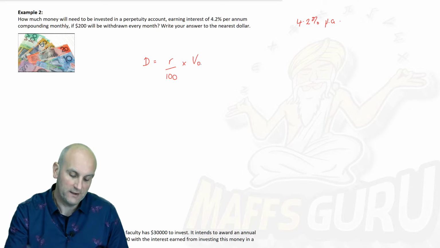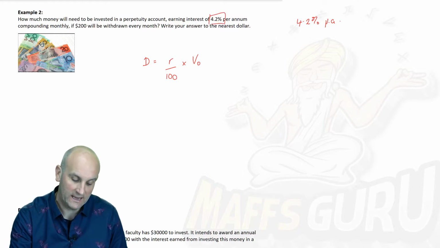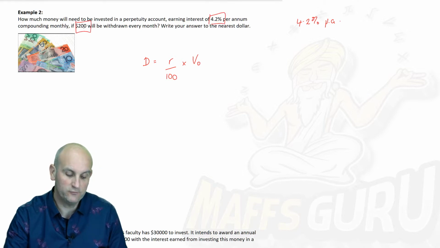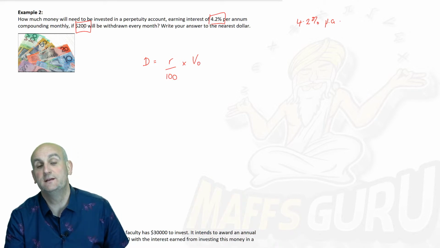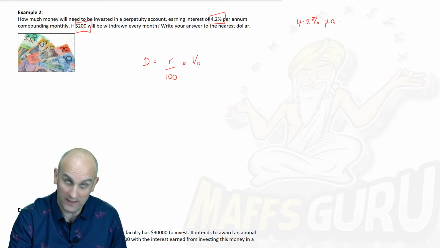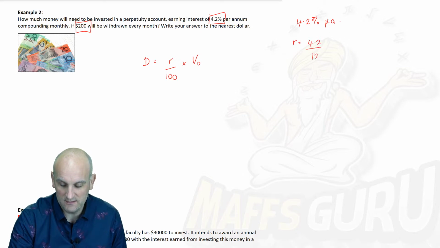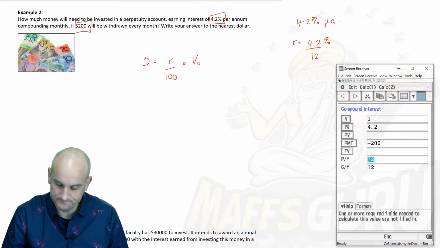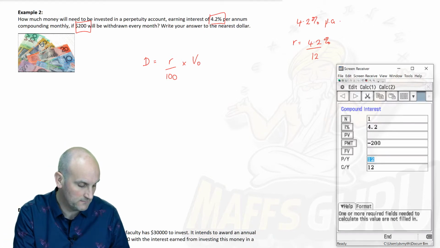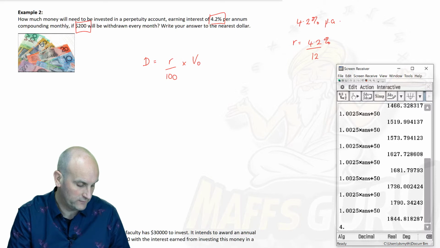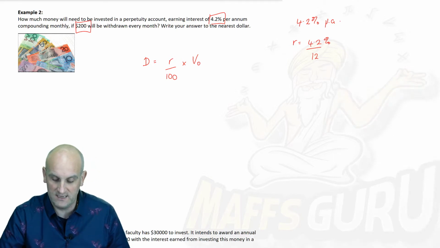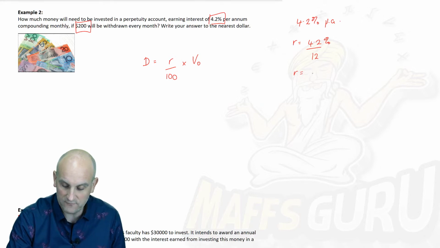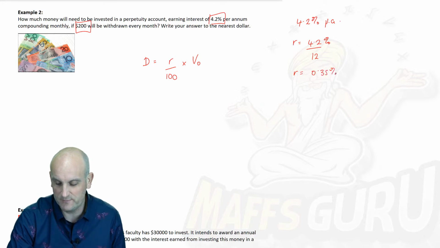Now, bearing in mind our interest rate is per annum, but they are going to withdraw $200 each month, we need to make sure our interest rate is per month. How do we do that? Well, my R value is now going to be 4.2 divided by 12. And so again, firing up my CAS calculator and changing it into my main mode, I'm going to do 4.2 divided by 12 gives me 0.35. So my rate of interest is 0.35%.